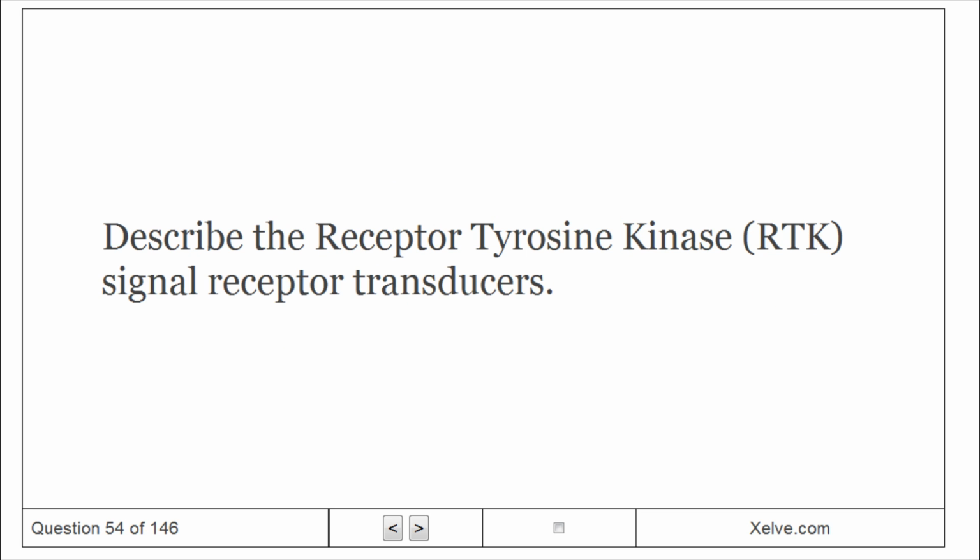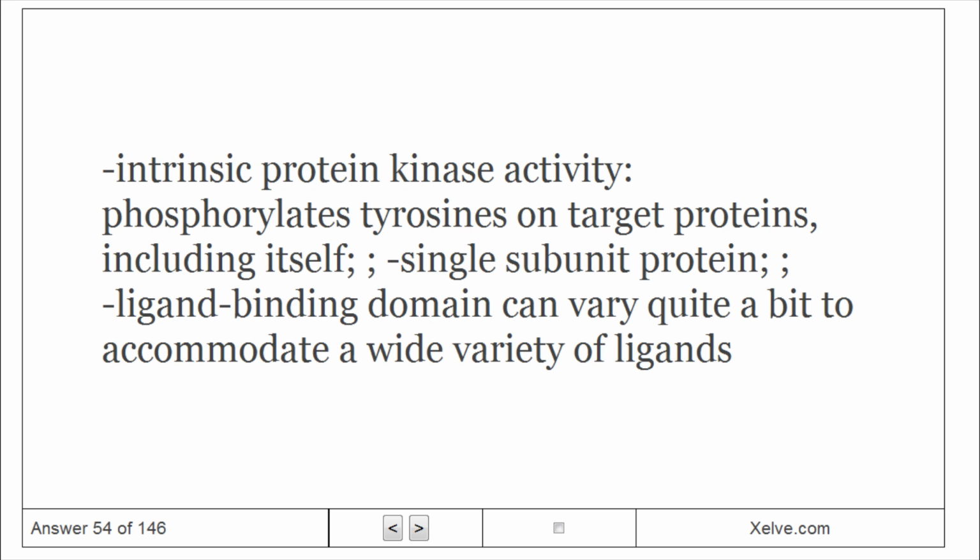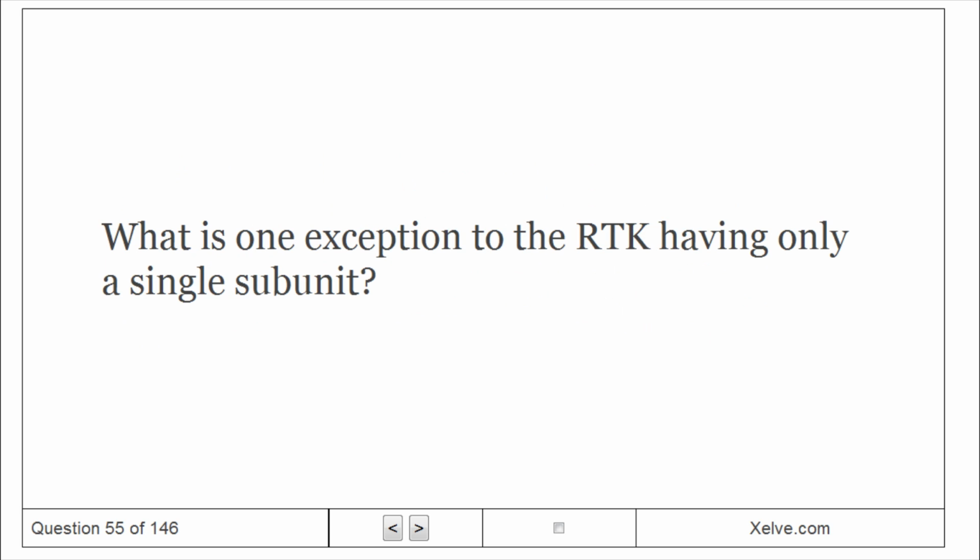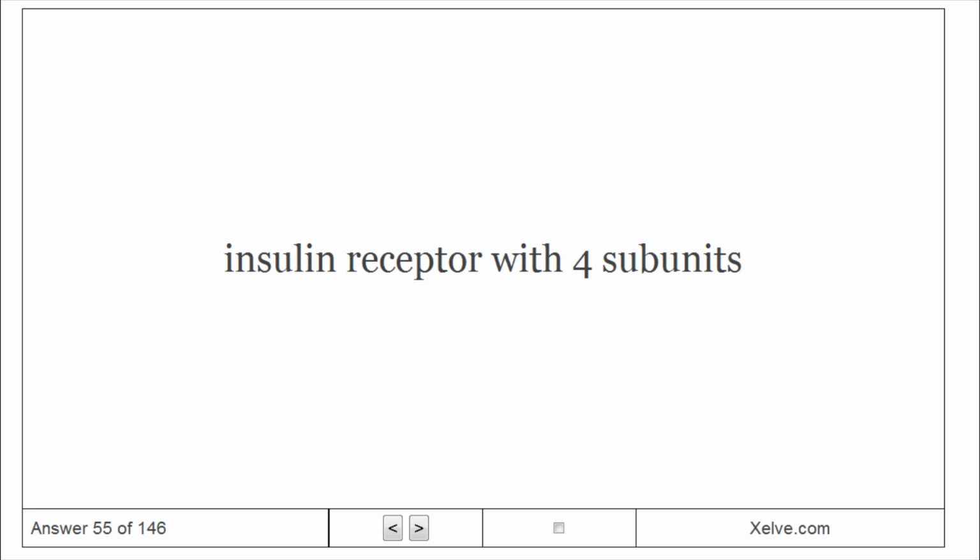Describe the receptor tyrosine kinase signal transducers. Intrinsic protein kinase activity phosphorylates tyrosines on target proteins, including itself. A single-subunit protein whose ligand binding domain can vary quite a bit to accommodate a wide variety of ligands. What is one exception to the RTK having only a single subunit? Insulin receptor, with 4 subunits.